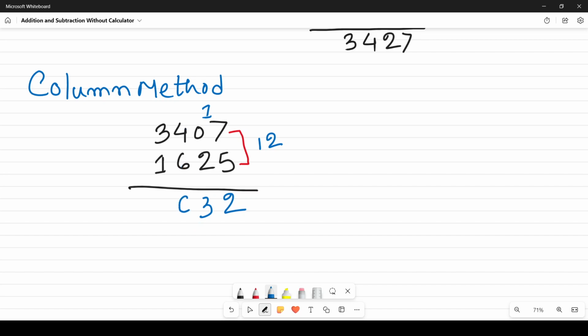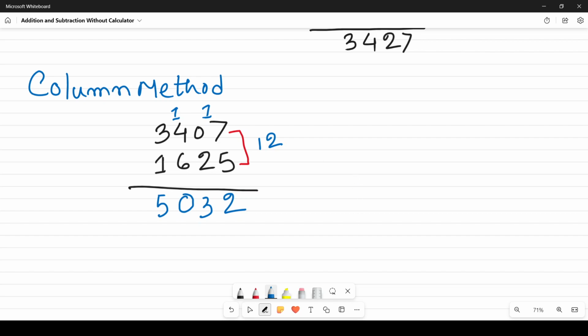Now if I add 4 plus 6, what do we get? I get 10. So I'll put 0 here, and what I have in my hand is 1. Now I need to add this 1 with the next number. 3 plus 1 is 4, 4 plus 1 is 5. So I get 5032.